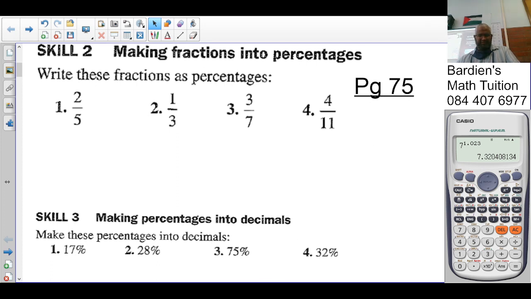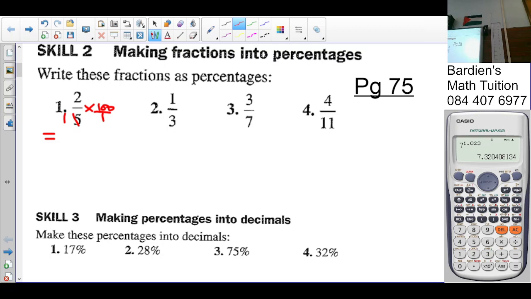Making fractions into percentages. So the denominator needs to be 100, tens, thousands or so on. Or we can take the fraction and multiply it by 100. That's the other one. So 5 going into 5 once, 5 going into 100 20 times. 20 times 2 is 40, so it's 40%. Next one we multiply that by 100 over 1. Nothing can cancel, so it's 100 over 3.